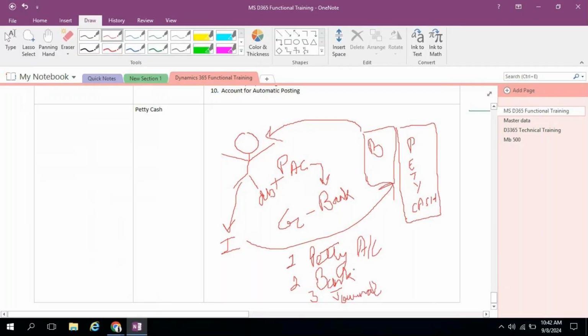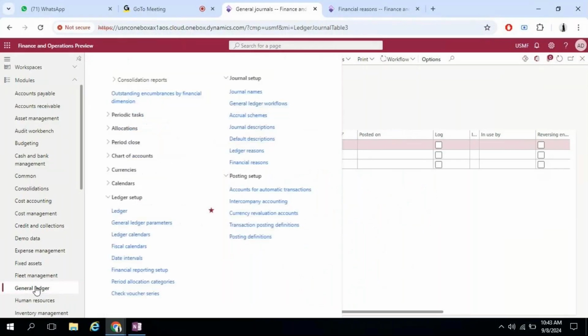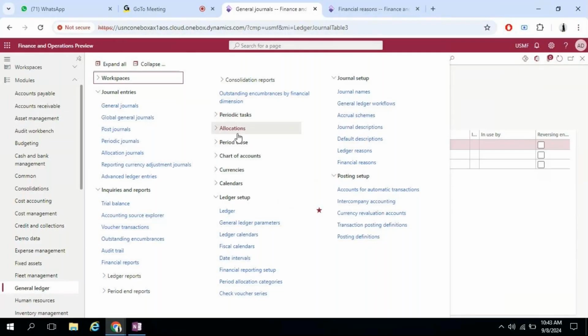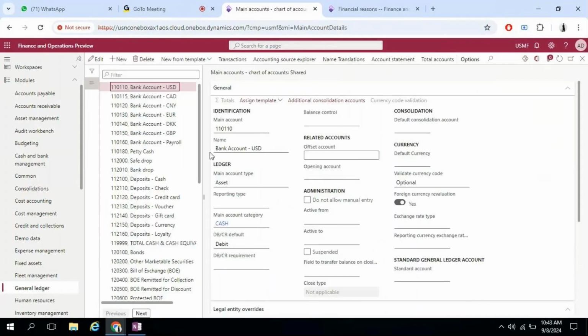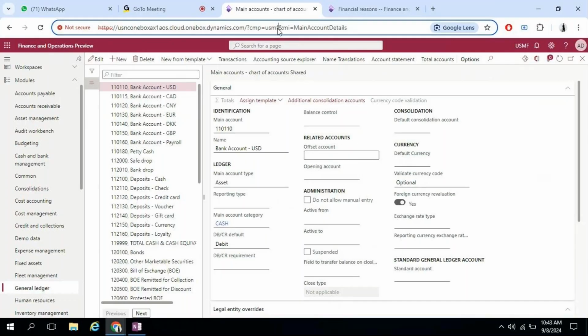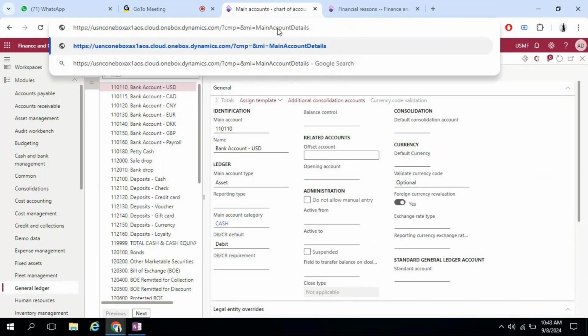Okay, so I have right now bank only. I don't have the petty cash account and I don't have the journal account. So how I will create it? I will go inside the system. I will go to the general ledger module. I will go to the chart of accounts, accounts, main accounts, and I will create one more account under T004004.